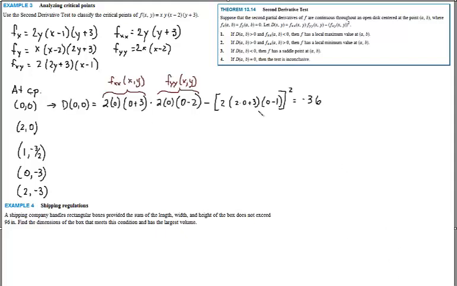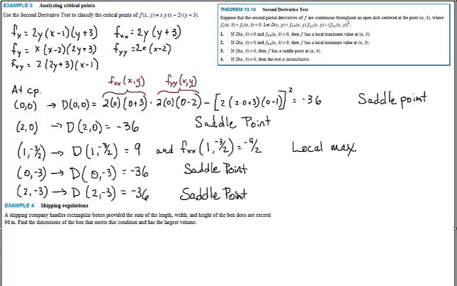Alright, so on my first one I got a -36 for my discriminant. That means my discriminant is less than 0. If it's less than 0, then I've got a saddle point. So this is a saddle point. I'm going to go down and do this for the rest of these, just doing those computations over and over.